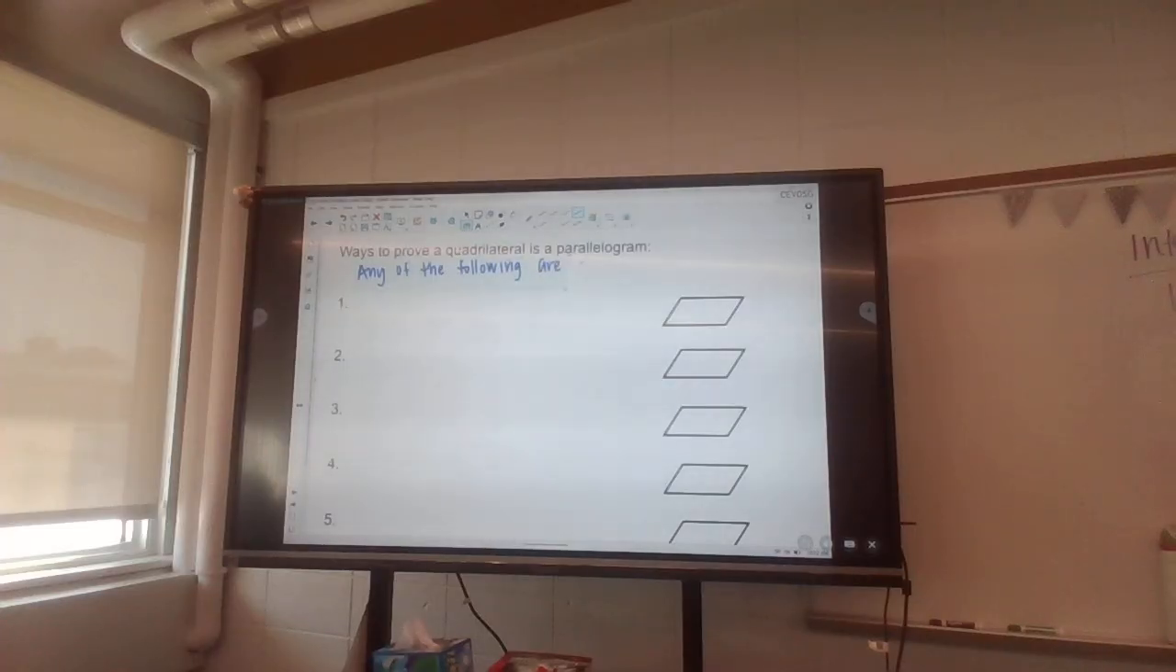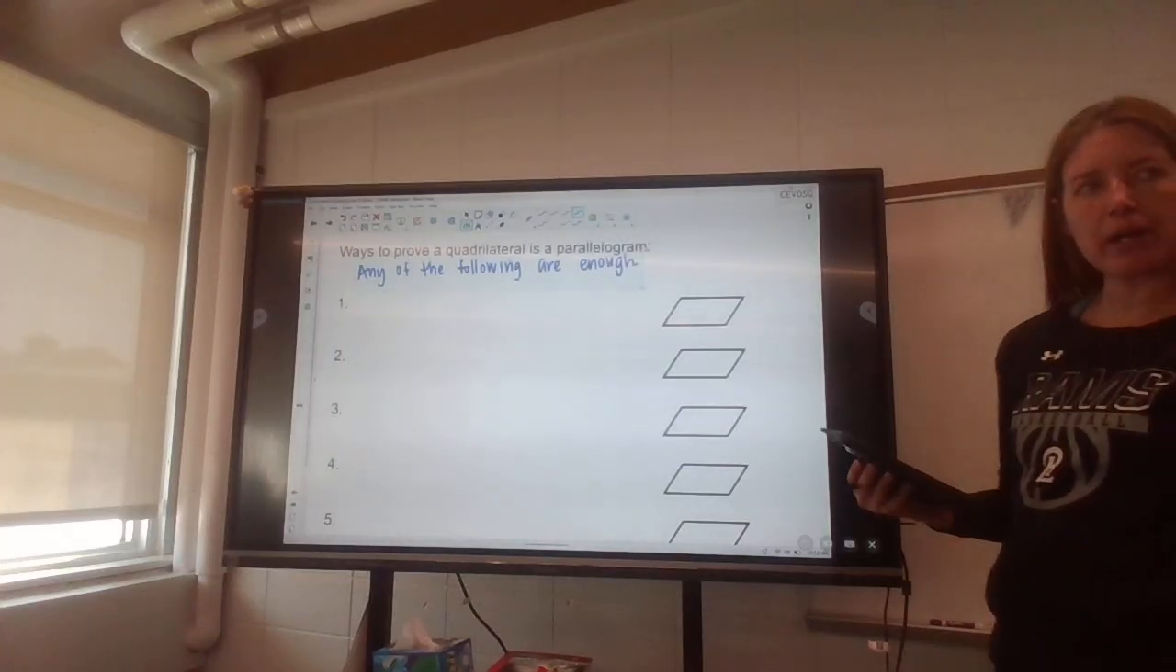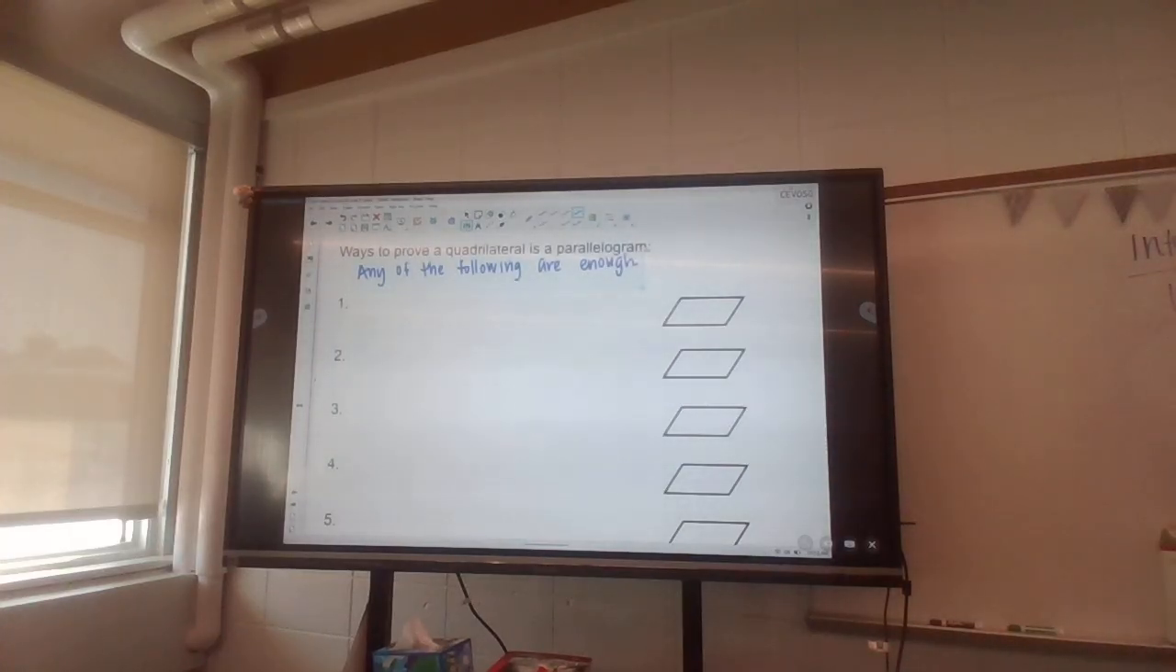So if we have just one, yep, just one of these is going to be enough to say, yep, it's for sure. Kind of like a little parallelogram DNA test. The DNA says it's a parallelogram.